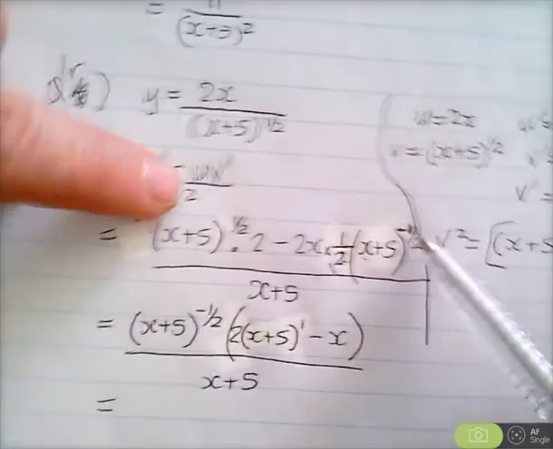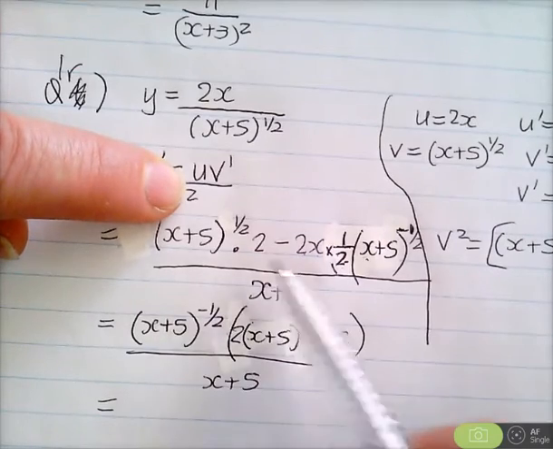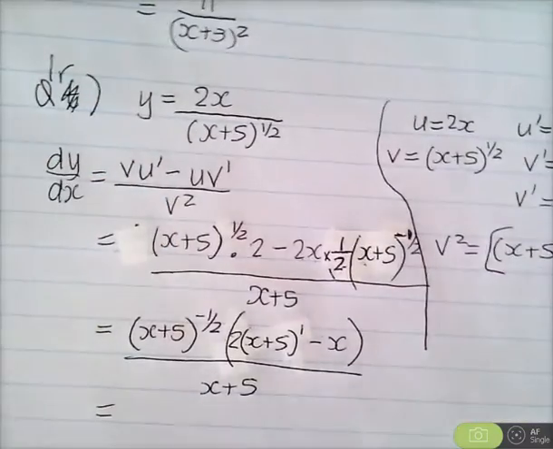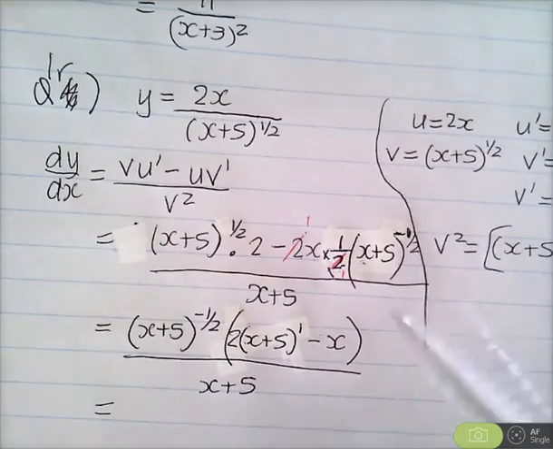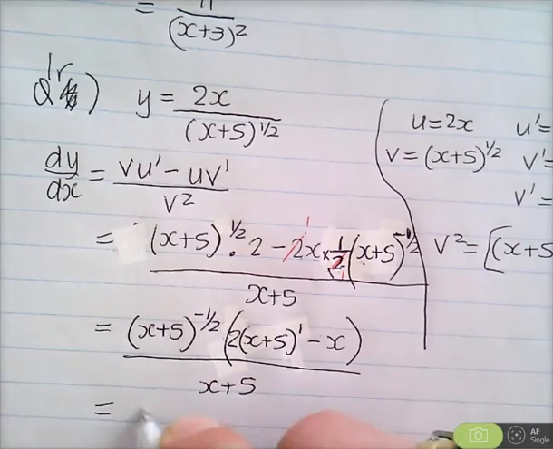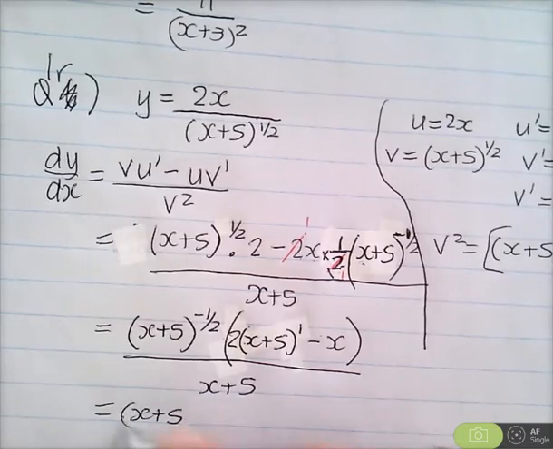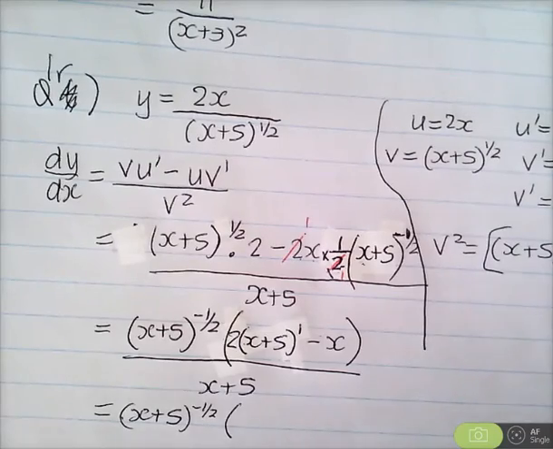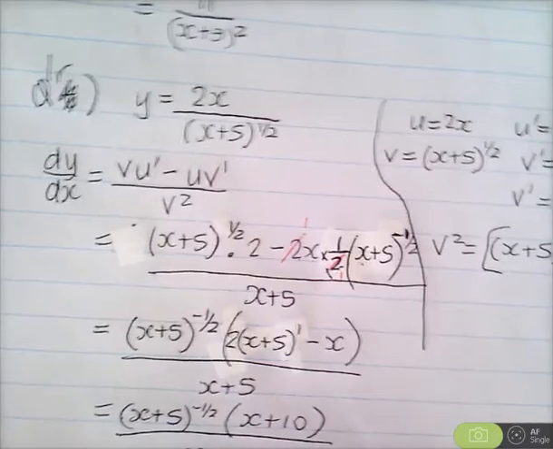So, girls, this is just what we were doing before. We pulled out x plus 5 to the negative a half. We're left with 2, x plus 5 to the 1, minus... Now, we've got 2x times a half here, and they cancel. Minus x. And that's already the minus half that's pulled out. So, we've got x plus 5 to the negative a half, bracket. What have I got? 2x plus 10 minus x. X plus 10 over x plus 5.